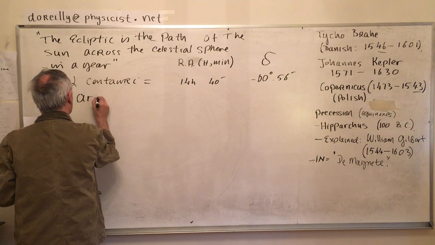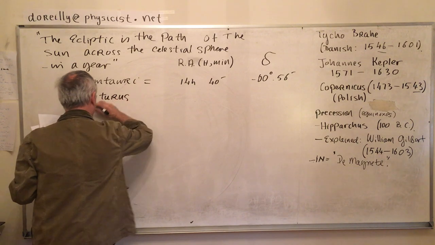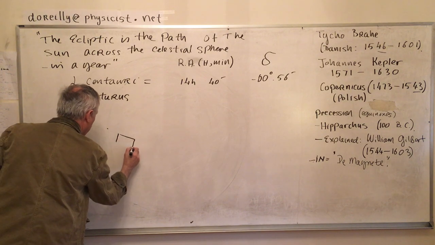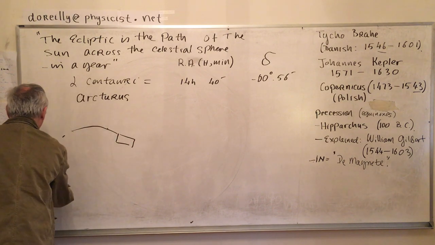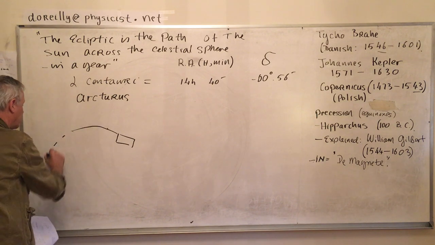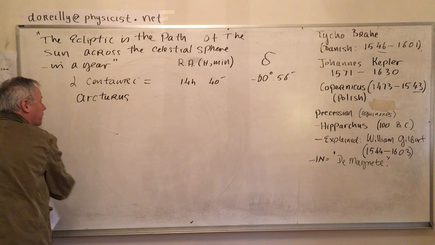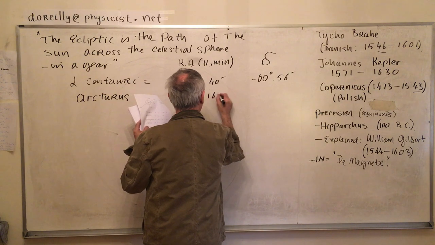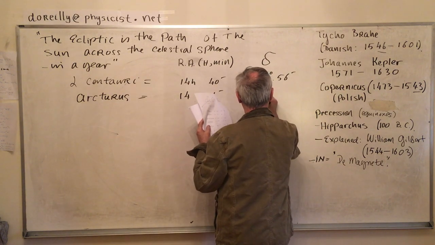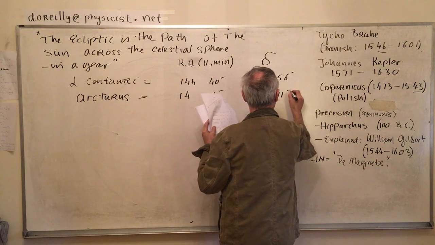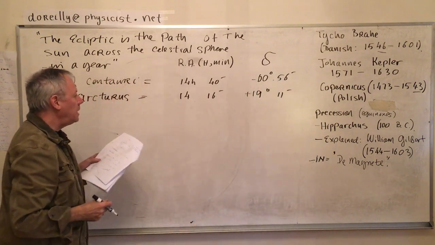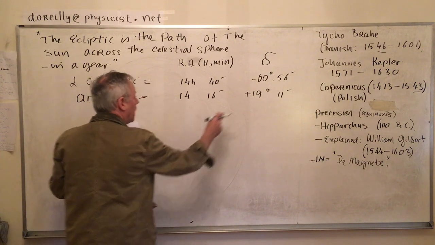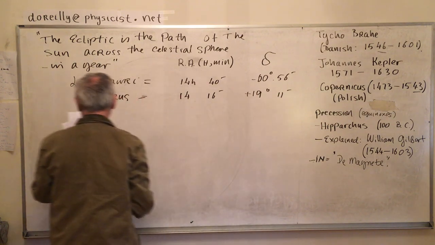Arcturus is another star. If you take the Big Dipper and follow its tail, you'll arrive at Arcturus. Hours and 16 seconds is its right ascension. 19 degrees 11 minutes is its declination.